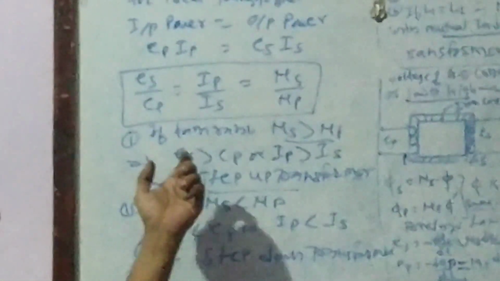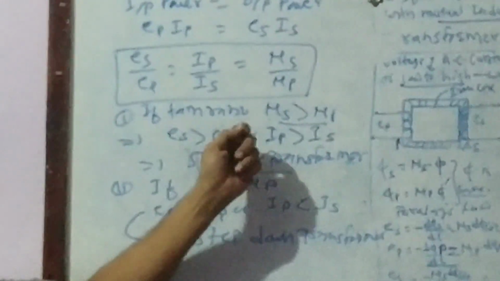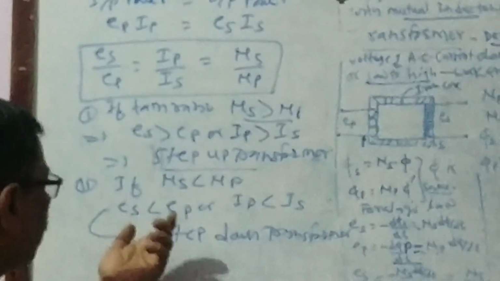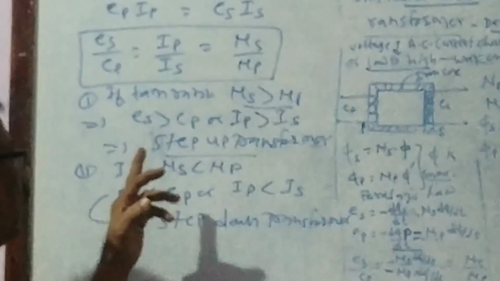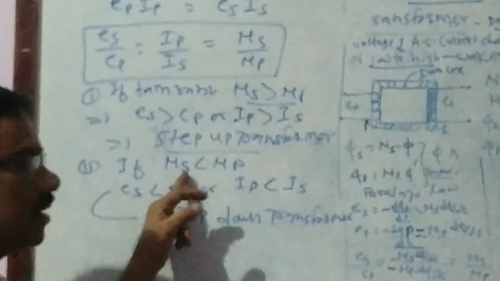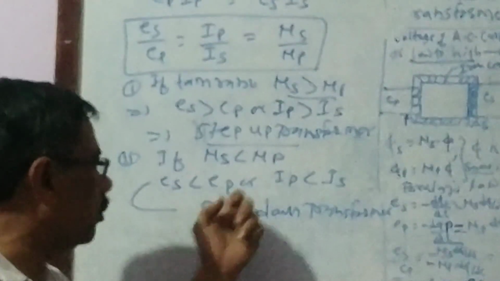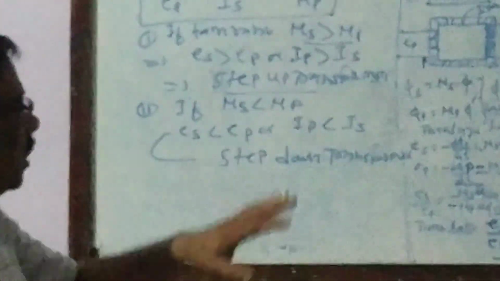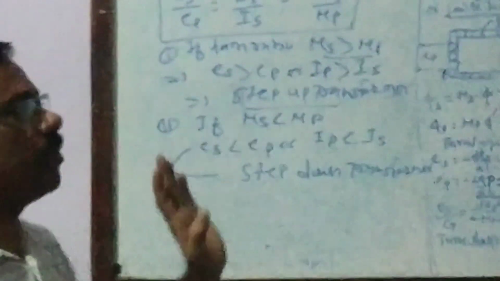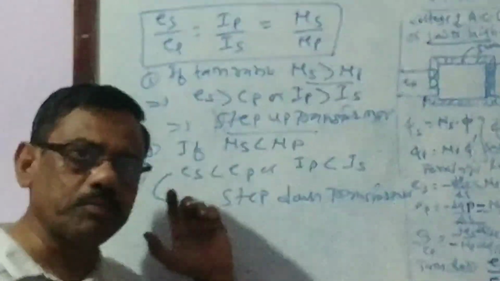And therefore, there are two types of transformer defined by the turn ratio. When the number of turns of secondary coil is greater than primary, then the output voltage is greater than input voltage, a step-up transformer. And when the number of turns of secondary is less than primary, that is the output voltage is less than input, we get a step-down transformer. In this way, this is the theory of transformer, and this is one of the important questions for 4 marks.